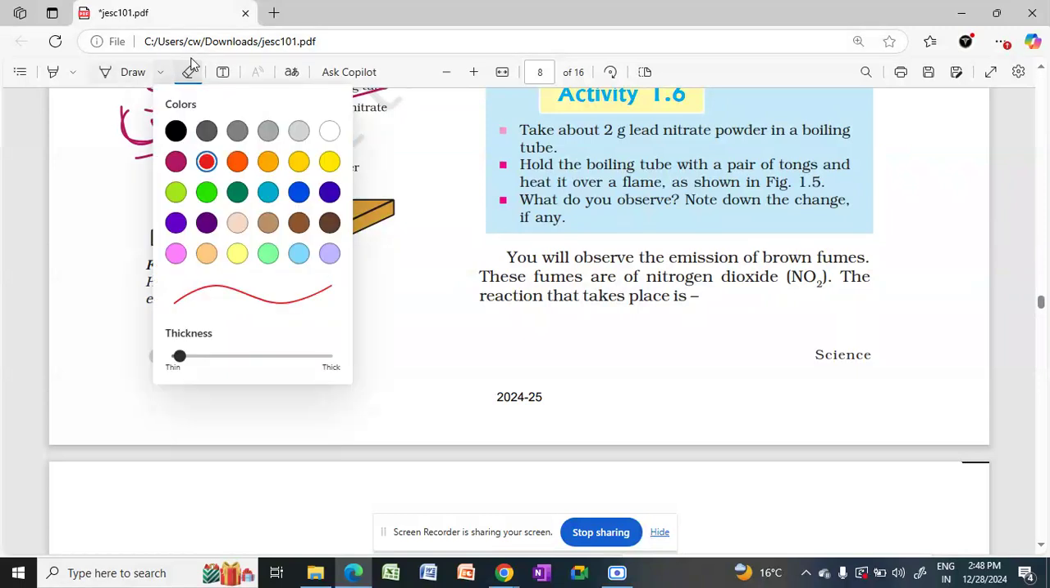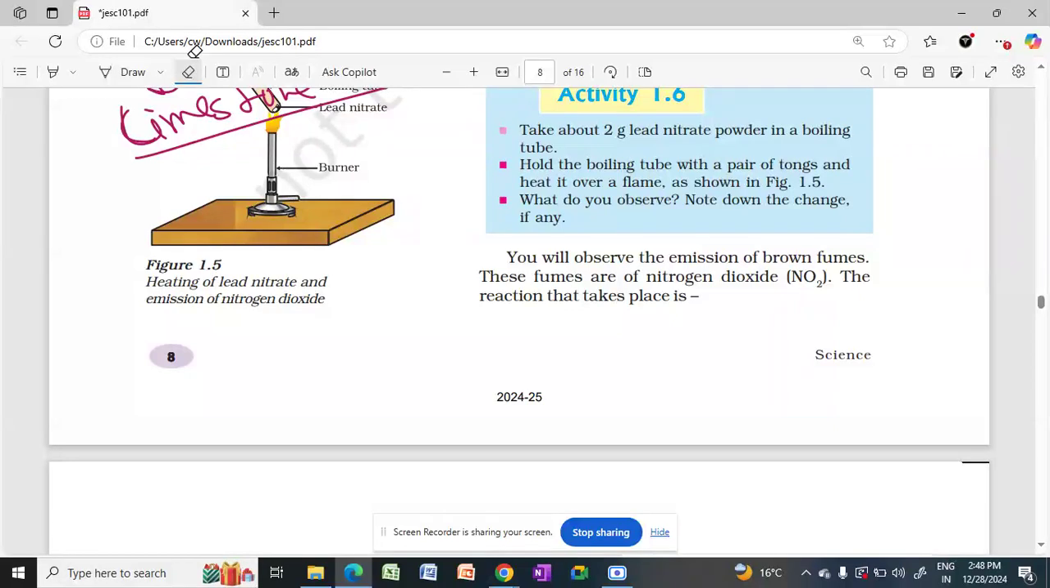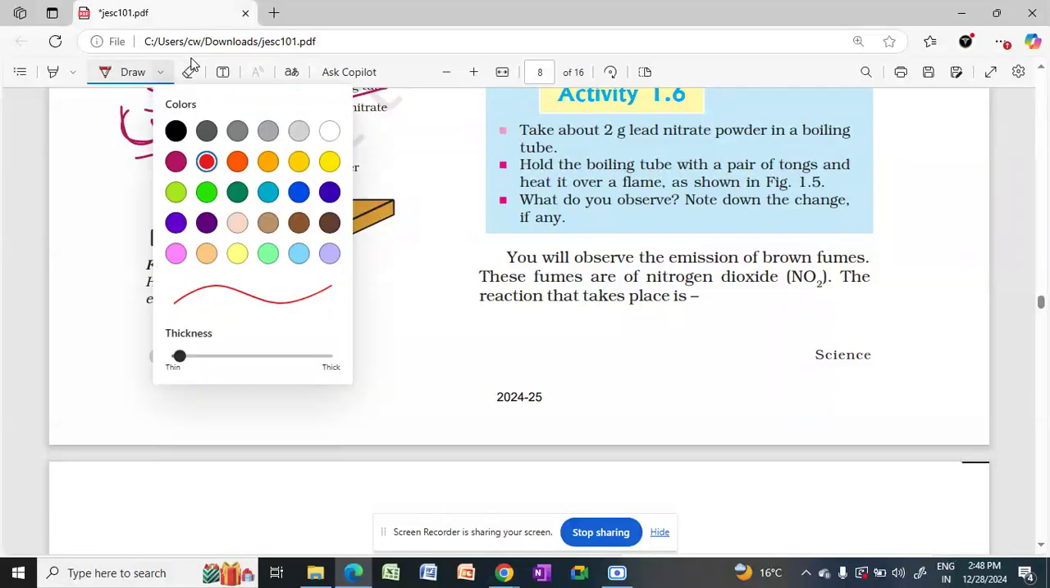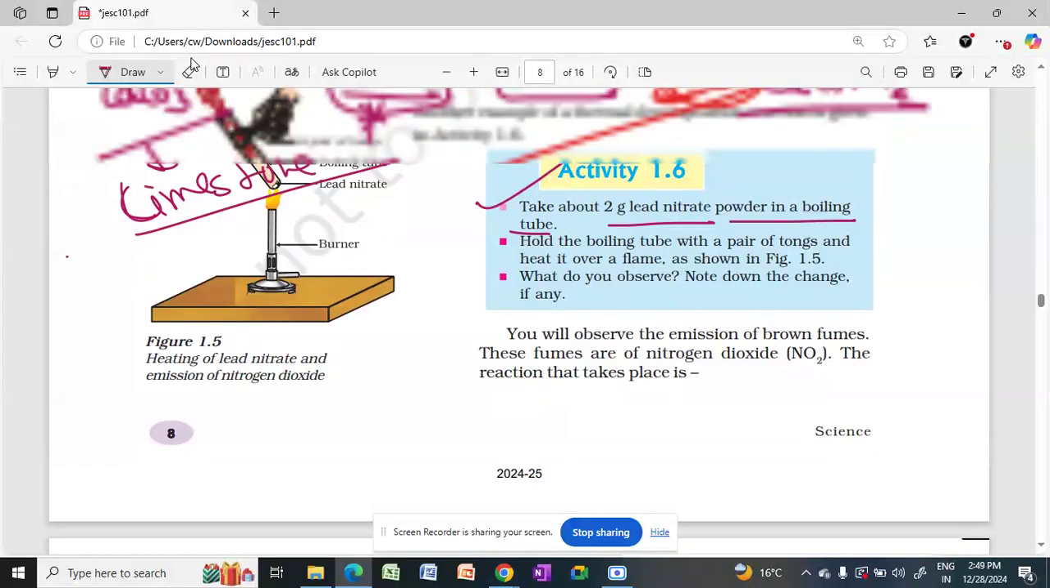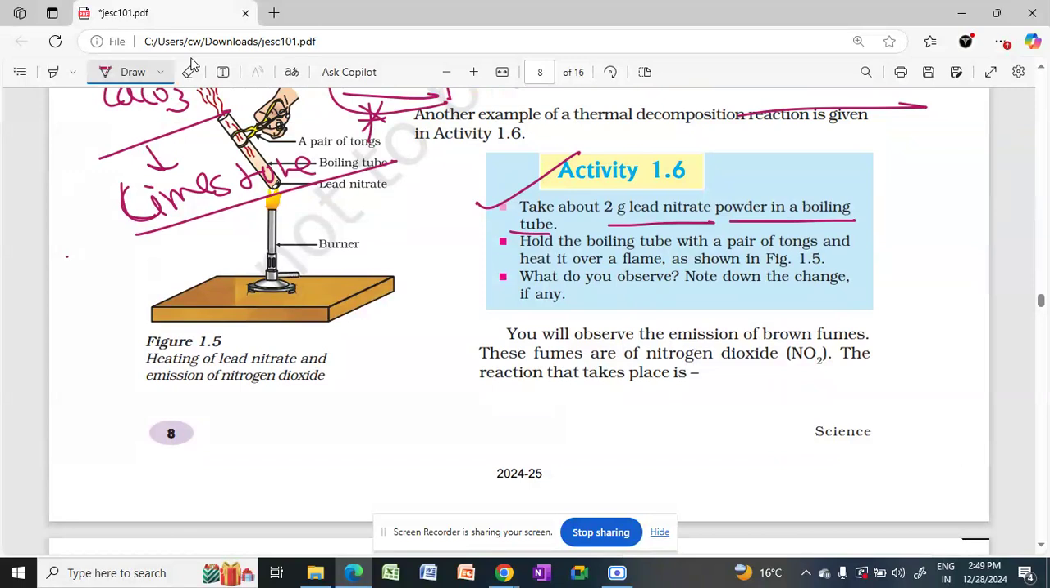One important activity has been given here. This is important. So see, take about 2 gram of lead nitrate powder in a boiling tube. In the image also it has been shown, in a boiling tube you took about 2 gram of lead nitrate powder. Then hold the boiling tube. Simply you are holding this boiling tube, and this is a burner here, and you are just heating it.